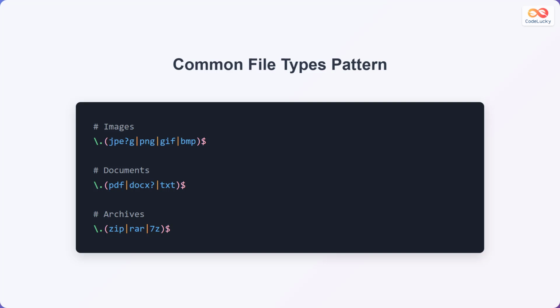Here are some common file type patterns. For images, use \.(jpg|png|gif|bmp)$. For documents, use \.(pdf|docx|txt)$. For archives, use \.(zip|rar|7z)$.